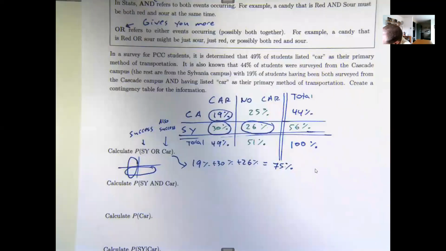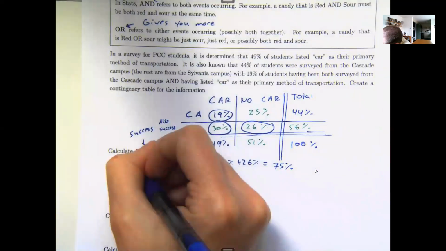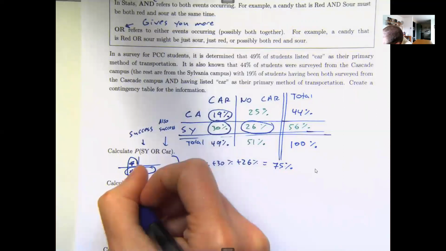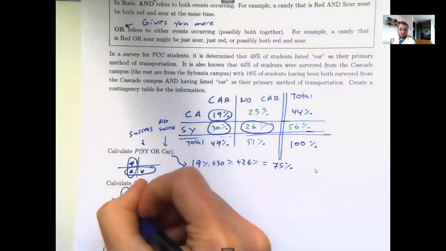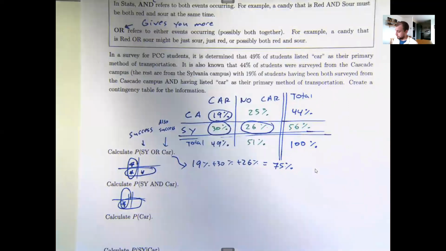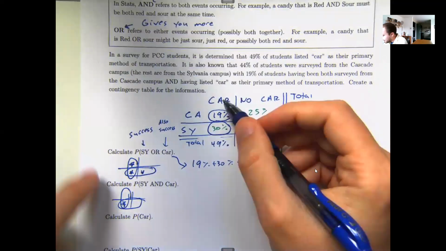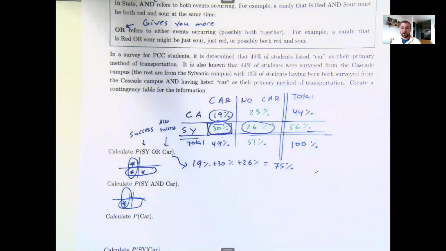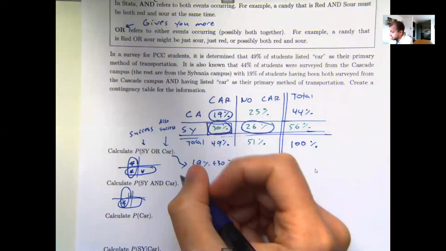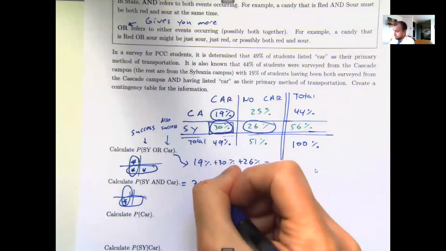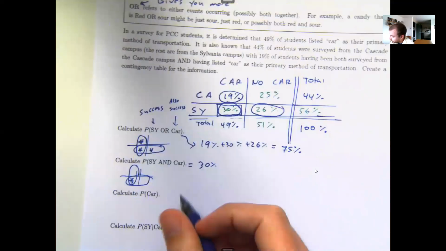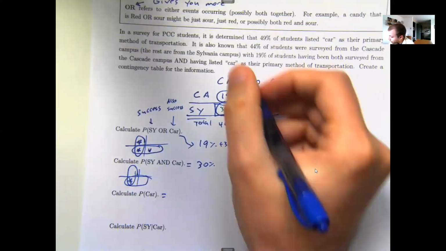And, where OR was all of these spots, AND is only going to be the spot where the two things overlap, where they meet. So Sylvania and car is only this one block that I got here. That's this number of 30%. Percentage of car. Well, this one's fast. It even tells me in the paragraph, percentage of people that have a car is 49%.